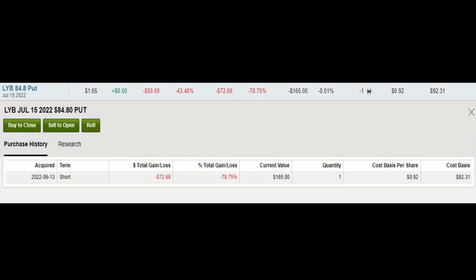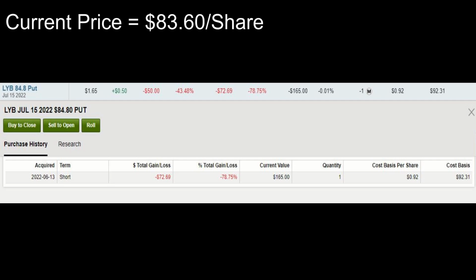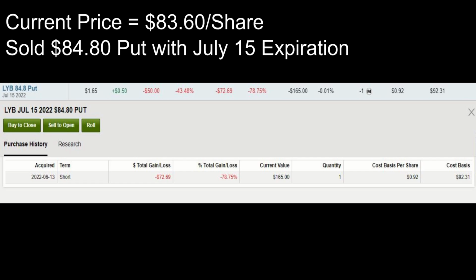But current price as of this past Thursday was $83.60. And this is an example of where I've sold a put at $84.80 and these shares would be getting assigned to me. So I decided, let's take a look. Maybe I should roll it out and down.